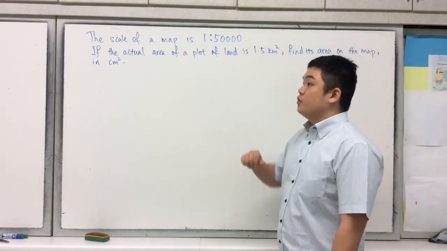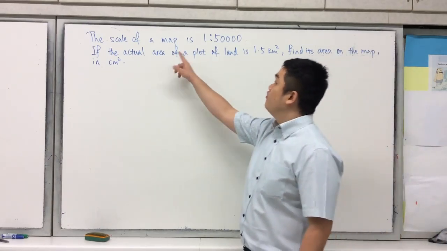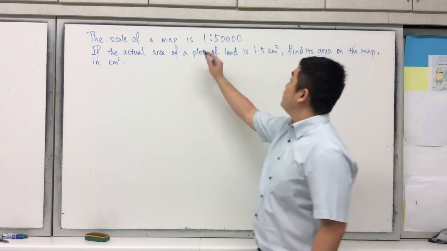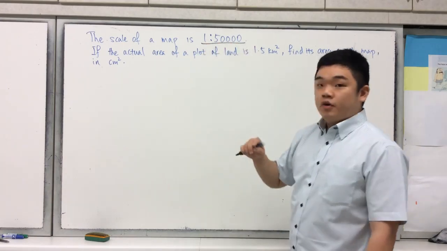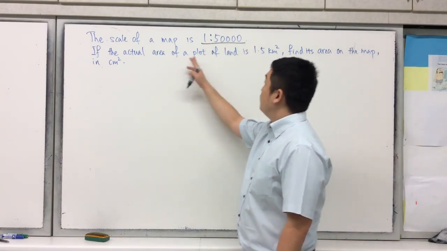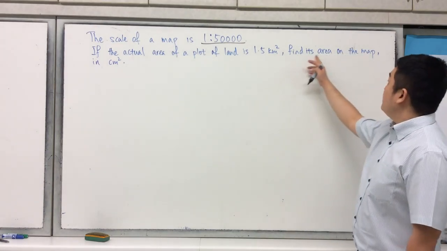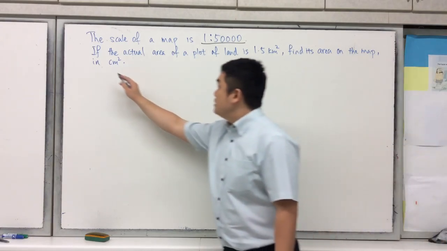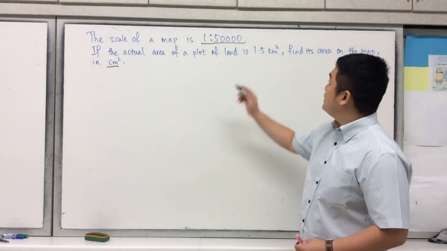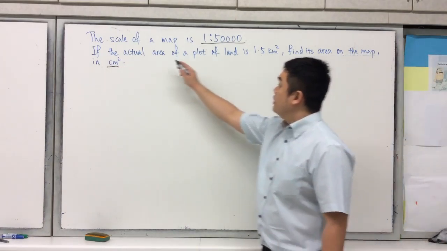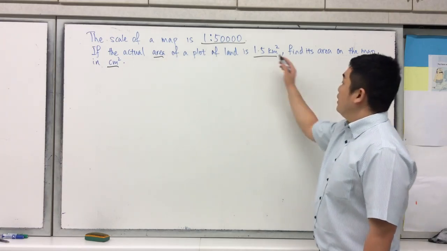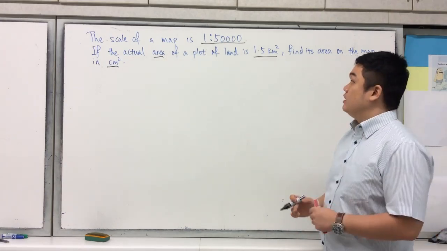Okay, this is a map scale question. The question says that the scale of a map is 1:50,000. Right? And the question also says that if the actual area of a plot of land is 1.5 kilometers square, find its area on the map in cm square. So you can see that the question gives us information of the area in kilometers square, and they want us to find it in centimeters square.